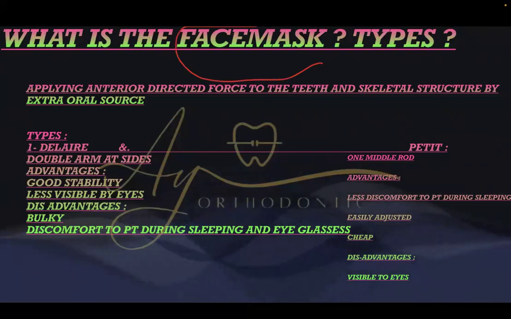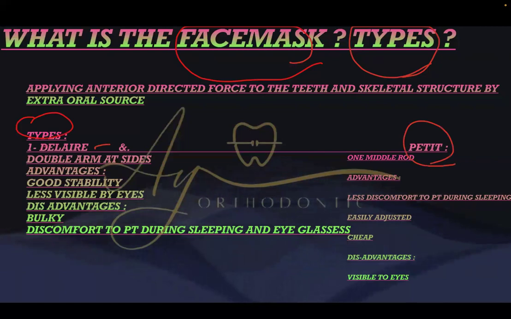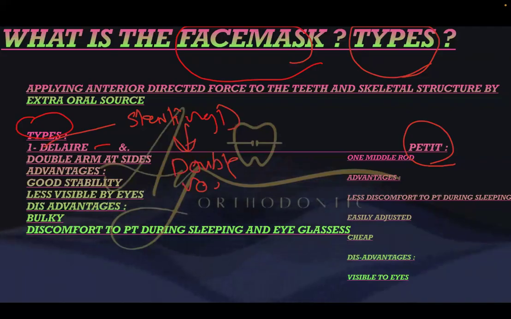What is the face mask and what are the types of face mask? The face mask is a device used to apply an anterior force directed to the teeth or the skeletal structure by using extra oral source. What are the types? Delaire and Petit. Delaire is starting with D, right? Okay, so it will be the double rod. One of my friends suggested to memorize it this way, okay? D for Delaire, so double rod.